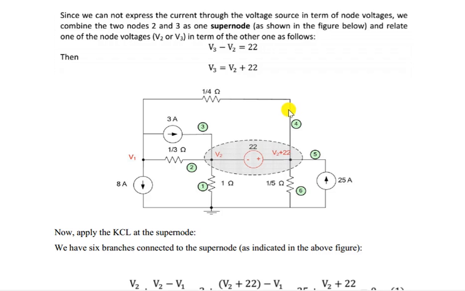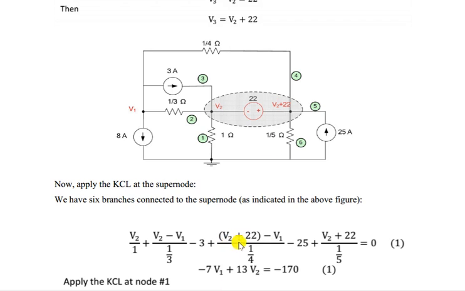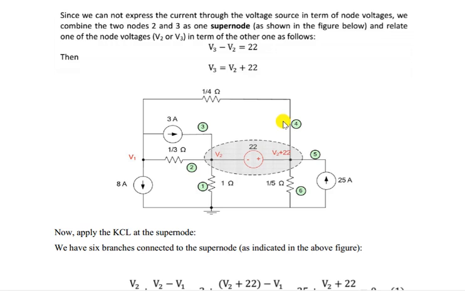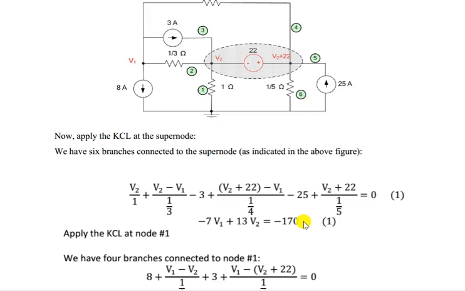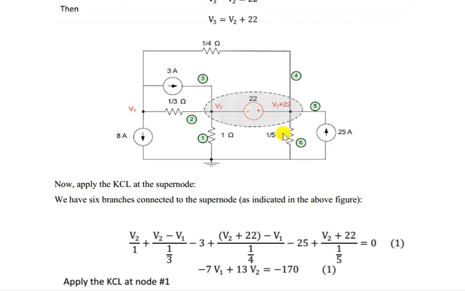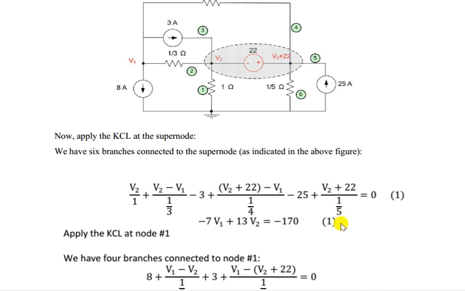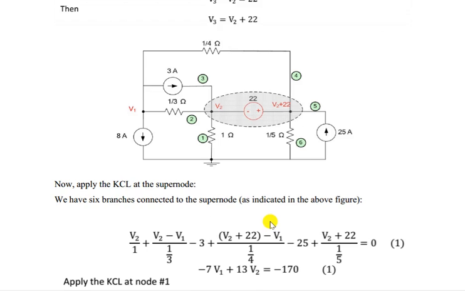Instead of writing V3, what can we write? V2 plus 22. So that we have written here: (V2 plus 22 minus V1) divided by 1 by 4. Now here this is leaving current, so entering current we have to take as negative. So minus 25. Then V2 plus 22, that is the node voltage here, or V3 you can write. We are substituting the value of V3. Divided by 1 by 5, equal to 0. So you get one equation. Right.